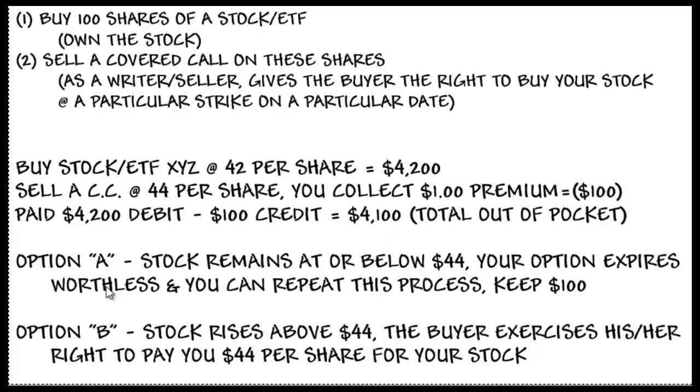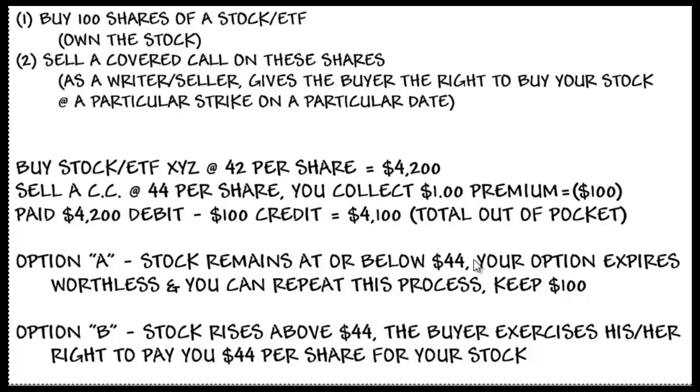Now, we have two options. We have option A and we have option B. Both options are great. I would prefer option A over option B, but it really doesn't make a difference because you're going to make money regardless. So let's look at option A. Let's say hypothetically the stock falls below $44 per share, and remember this was your strike price when you sold your covered call. Your option expires worthless. You can repeat this process and you'll be able to keep the $100 credit that you received initially for placing the trade.